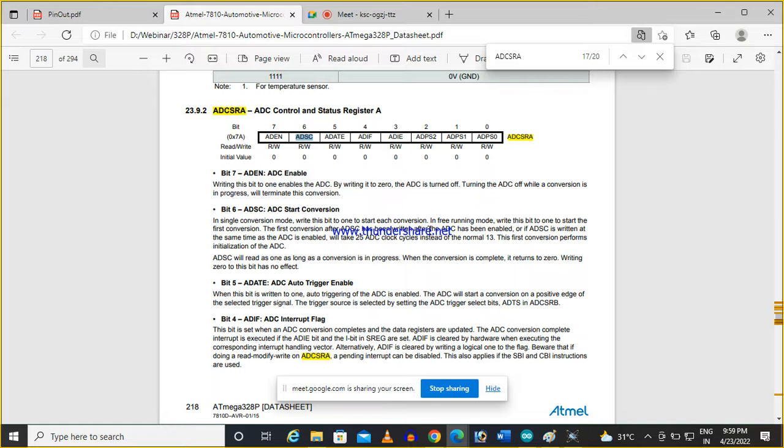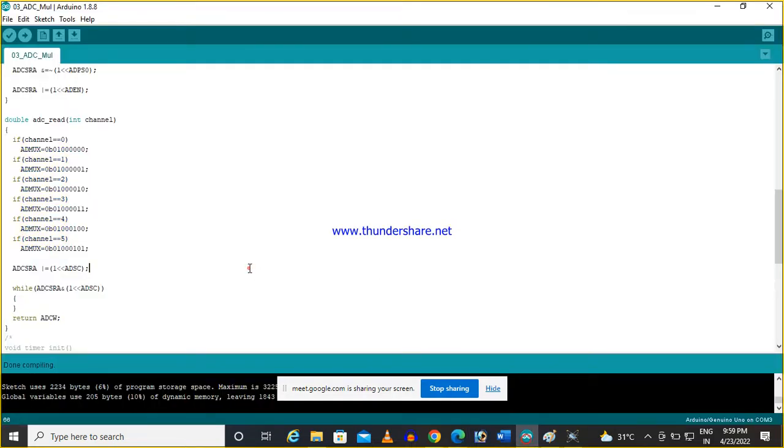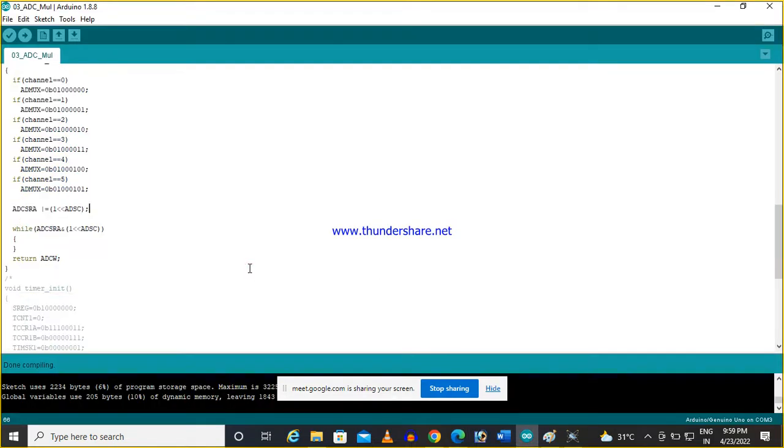So as I need to start the conversion, I have to enable that bit. That's why I set it to 1. And this bit is held at 1 till the conversion is completed. As I told, we have to take care of that also. Say I am giving you some instruction, you are executing it, and in between if I give another instruction, then you will be confused. So this should not happen.